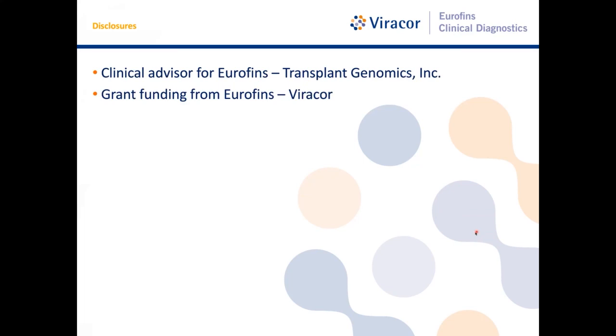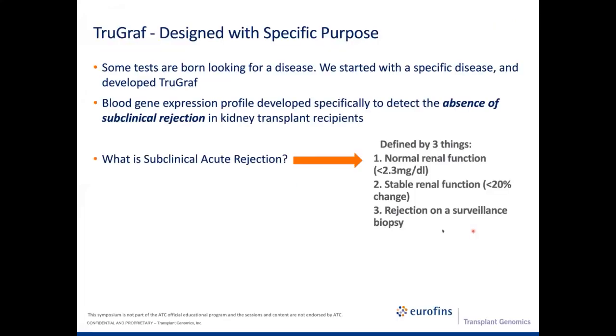Here's my disclosure slide. So let's start with what TruGraf is. TruGraf was designed with a specific purpose. Some tests are born looking for a disease. We actually started with a specific disease and developed the TruGraf test. TruGraf is a blood gene expression profile developed specifically to detect the absence of subclinical rejection in stable kidney transplant recipients. So what is subclinical acute rejection?